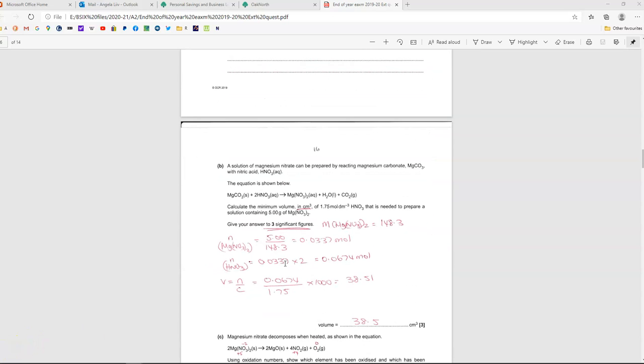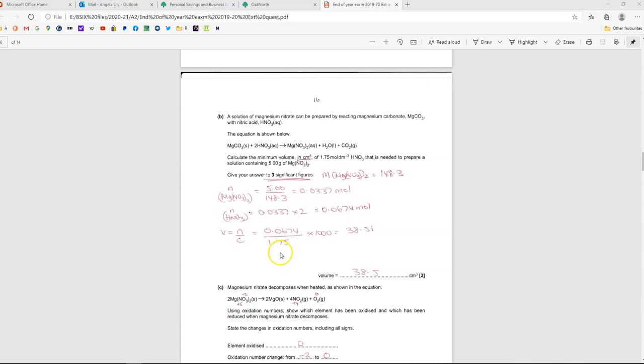Okay, so moving on to the second part of the question. Calculate the minimum volume in cubic centimetres of a given concentration of nitric acid that you would need to prepare a solution containing 5 grams of magnesium nitrate. Give your answer to 3 significant figures, okay? And you're given all the information that you need. You've got the equation, you can look at ratios and things. So, work out your moles of magnesium nitrate from the information given, 5 grams. So that's how many moles you need to prepare.